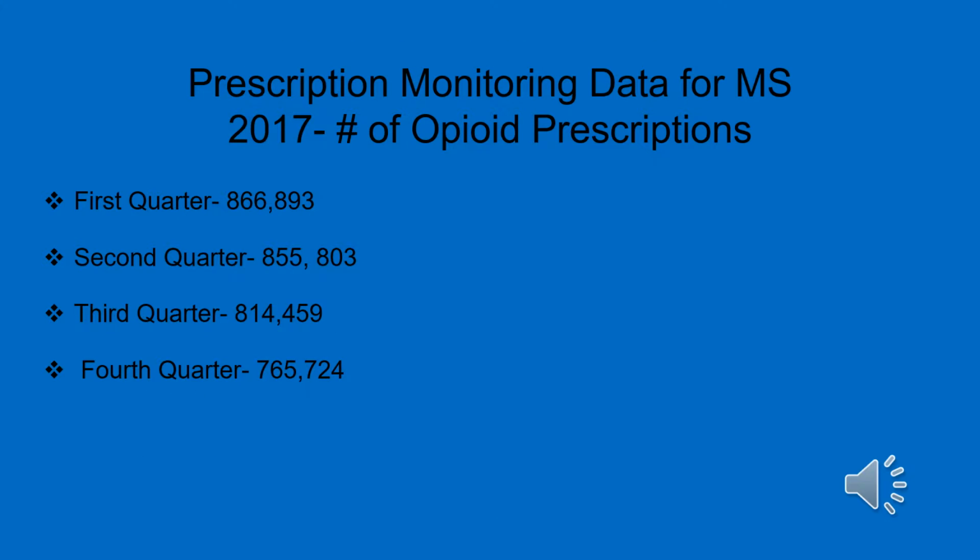This is the prescription rate data for Mississippi for 2017, and you can take a look at the numbers. In the first, second, and third quarters, there has been a decrease of almost 100,000 in the number of prescriptions since the monitoring system started.